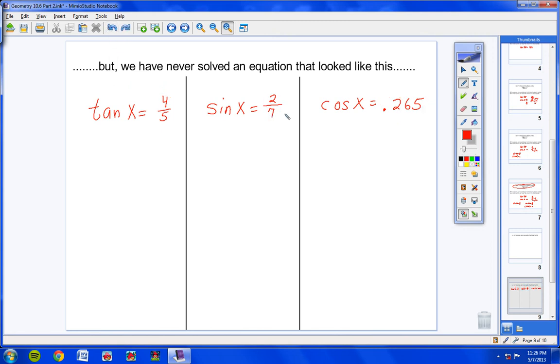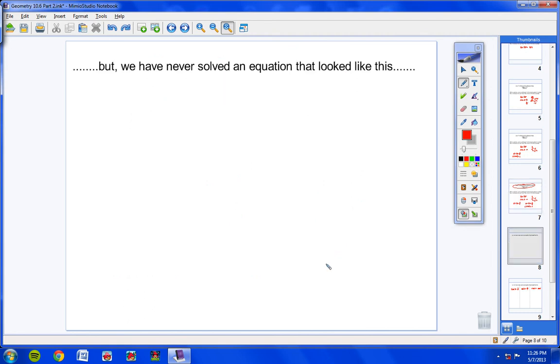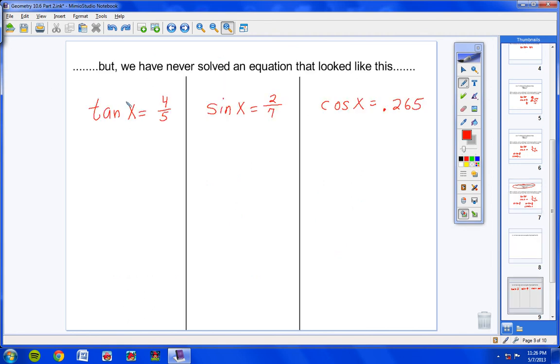Let's go back a page. Here, your x was on the right side of the equation. And in these equations, we're looking for this angle right here: tangent of angle x, sine of angle x, cosine of angle x. You're looking for an angle, and we've never done that. So I want to teach you very quickly how to do this. Then I'm going to give you a bunch of problems we're going to work on.